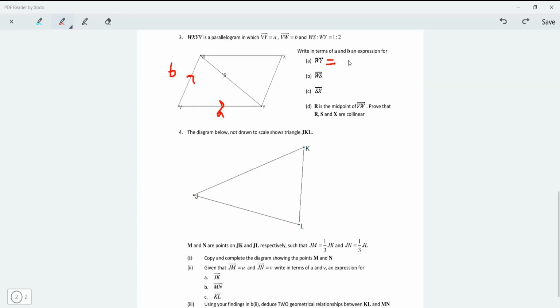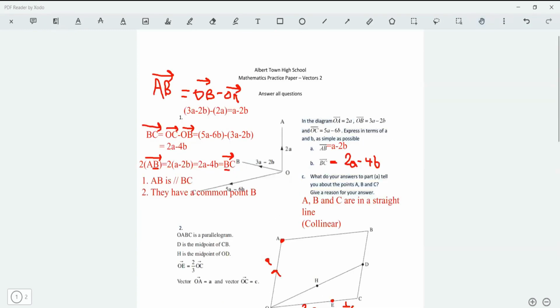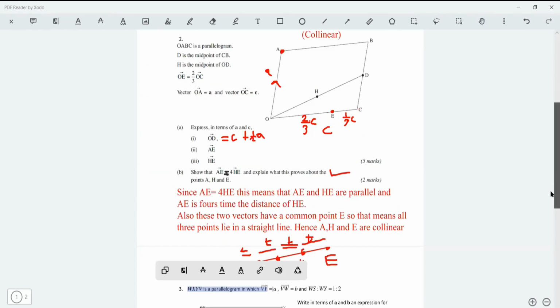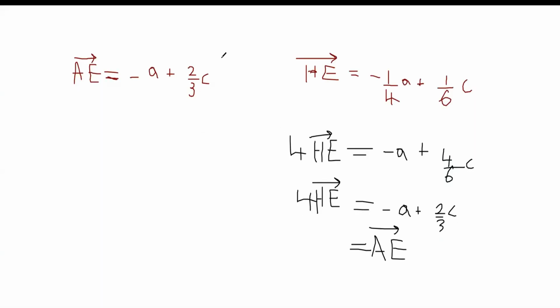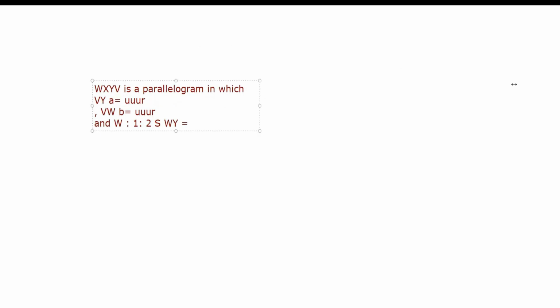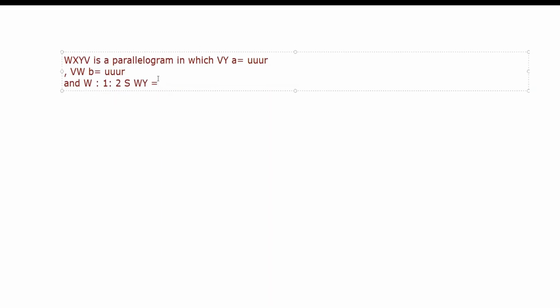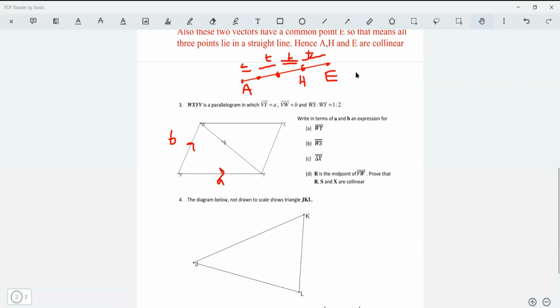The space is too small here, so what I'm going to do is copy this statement and take it to the whiteboard. It doesn't look too proper here, so I'm just going to close this out. Remember, it's a parallelogram, and look back at the question, they tell us we need WY.